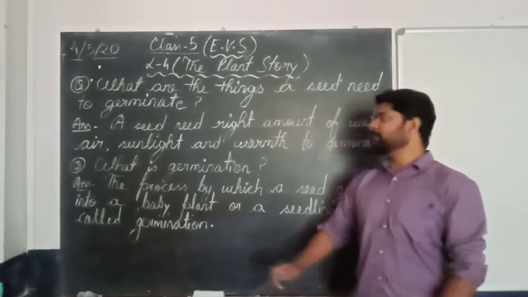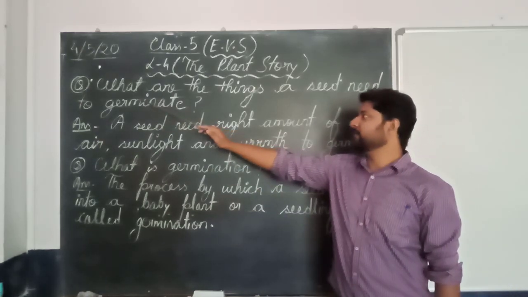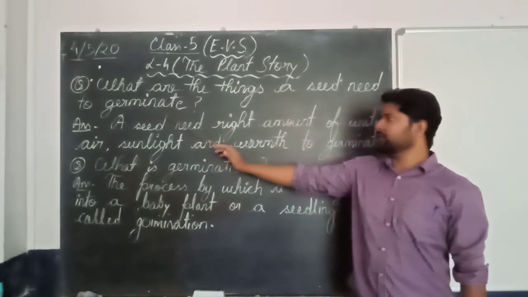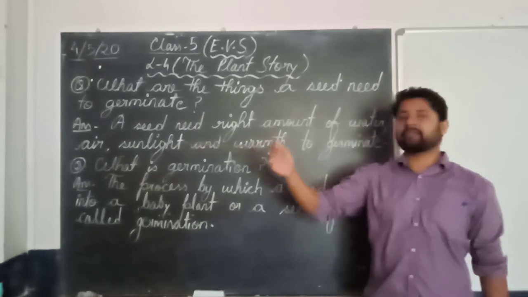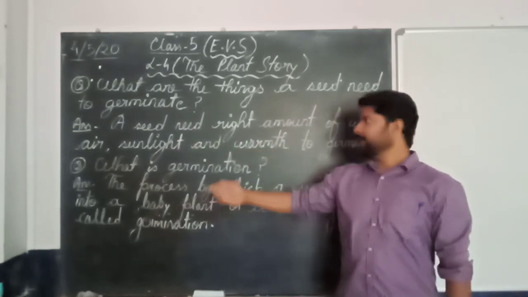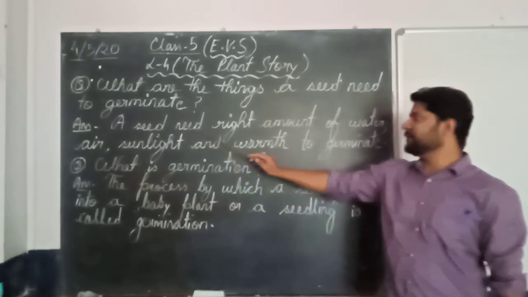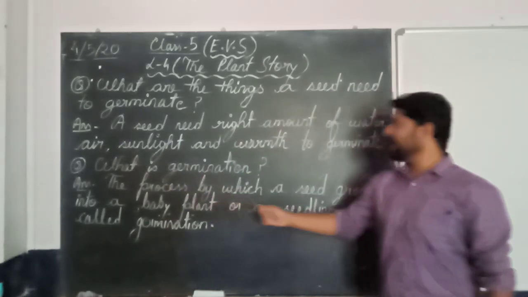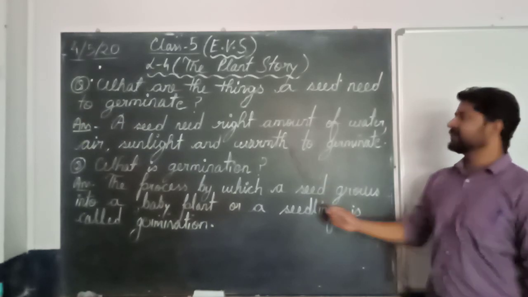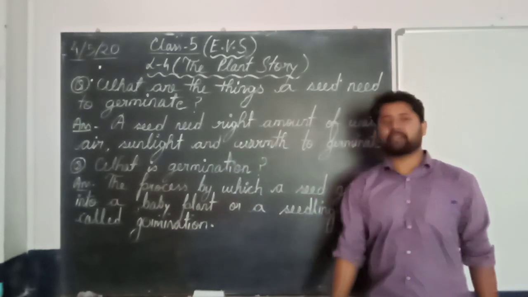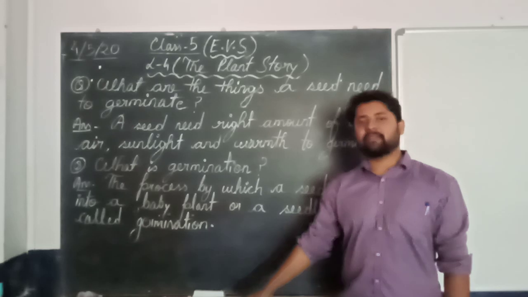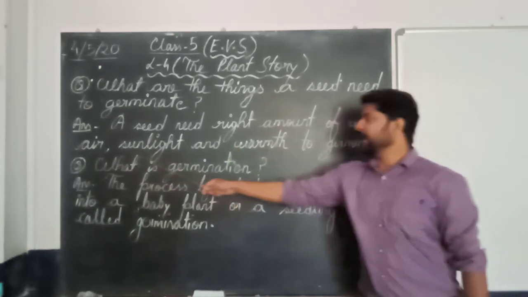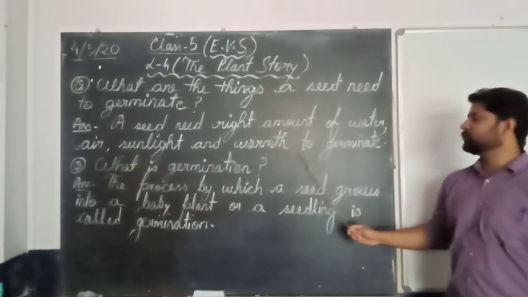Such as you can see on the board, the question which I have written is, what are the things a seed needs to germinate? So the answer is written: a seed needs the right amount of water, air, sunlight and warmth to germinate. As I already told you in the last lesson, a seed needs the right amount of water, air, sunlight and warmth to germinate.